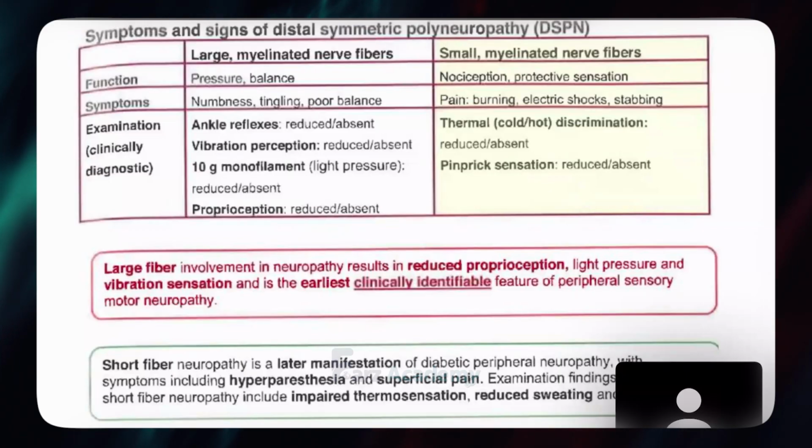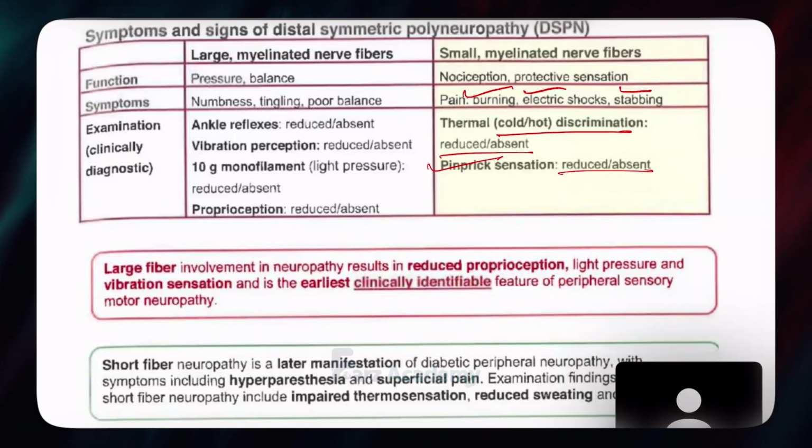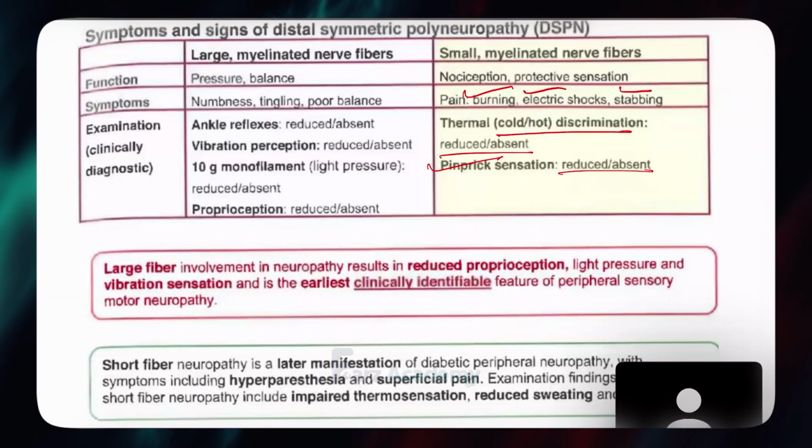Now the symptoms and signs of distal symmetric polyneuropathy. Large myelinated nerve fibers have a main function of pressure and balance. So symptoms will be numbness, tingling, and poor balance. Ankle reflexes will be absent, and proprioception will be reduced or absent. But if small myelinated nerve fibers are involved, then the main sensation is burning, electric shock, stabbing pain. Pinprick sensation will be reduced or absent, and hot cold discrimination will be reduced or absent. So basically, what we more often see is neuropathic pain described as very stabbing or electric shock like pain, which is typical for small fiber disease. In these conditions, pinprick and hot cold sensations will also be reduced.